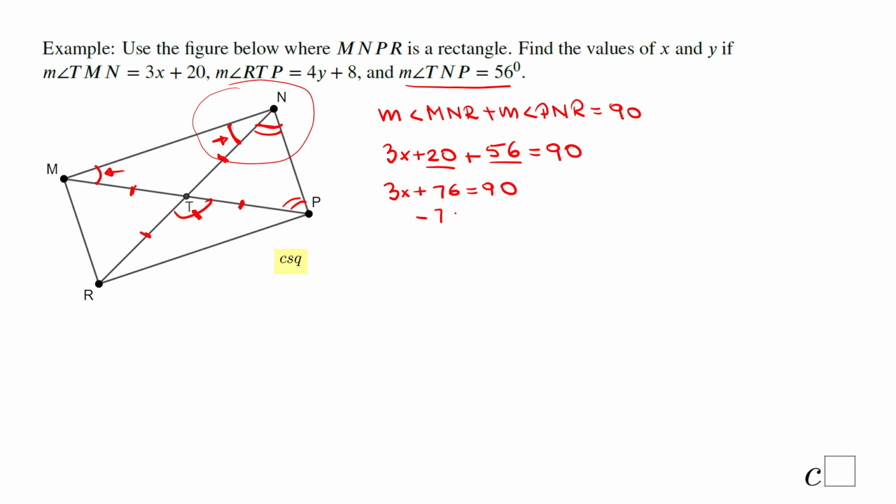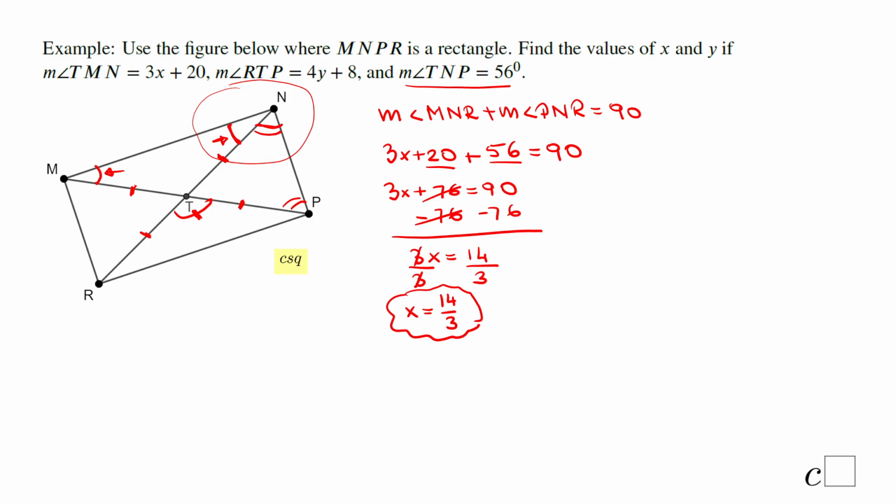From here it's a two-step equation. Subtract 76 on both sides, and we have here 3x equals 14. And divide by 3, so we end up with a not very friendly answer, but it's not a bad one. 14 over 3. So we have x.